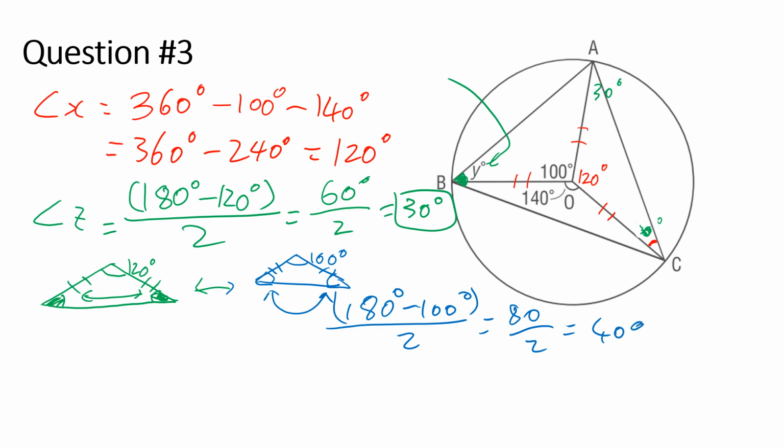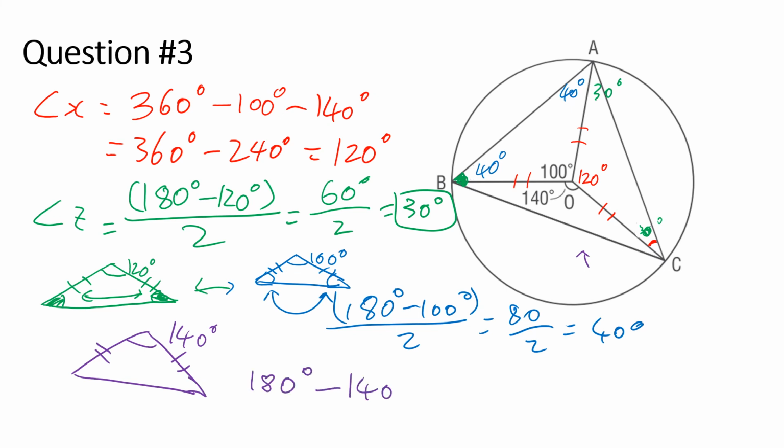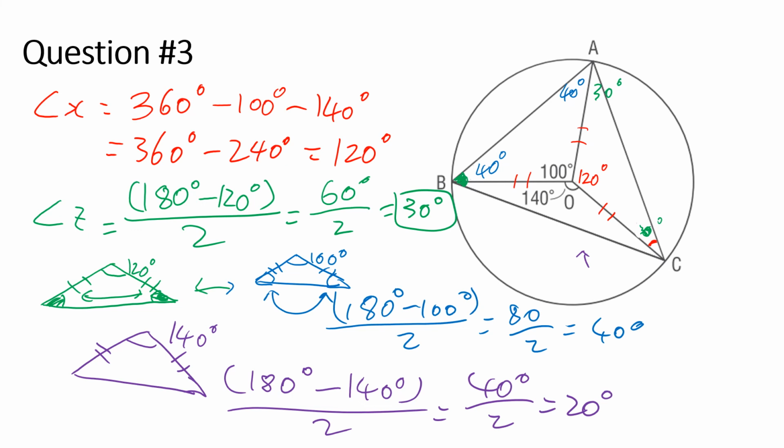So I know more angles now. This angle is 40, that Y is also 40 degrees. Then we are almost at the end. We can also use the same logic for my bottom triangle over here. 140, identical length. So like I did in the previous one, 180 minus the top angle, then divided by 2. That's 40 degrees divided by 2, thus 20 degrees.